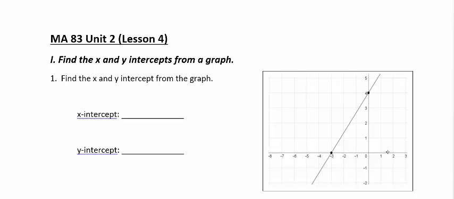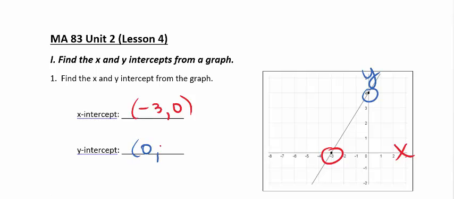Well, where the line crosses the x-axis, which is this horizontal axis right here, is this point. That is considered the x-intercept. That point is -3, 0. The y-intercept is where the line crosses the y-axis, and that's this point right here. That's going to be the point 0, 4.